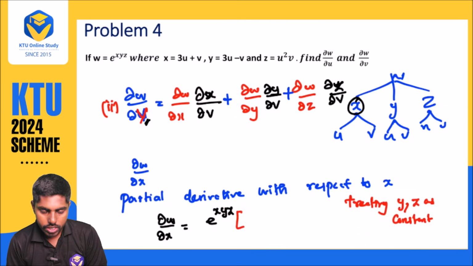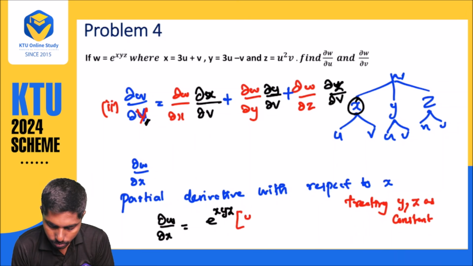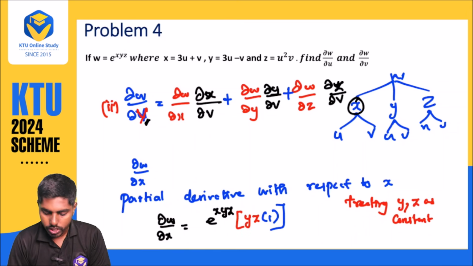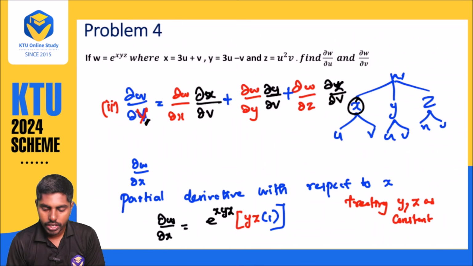Now e power is completed. Above the power, when you are differentiating, it will become yz into 1. That is the thing I have told you. That is e power of xyz into yz, so this is what we are getting.